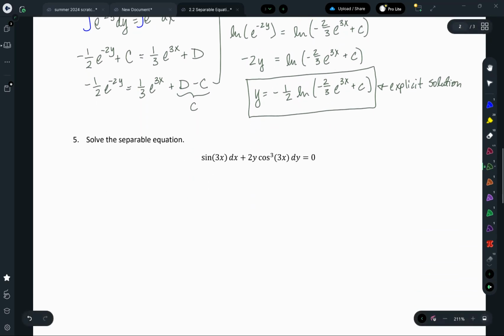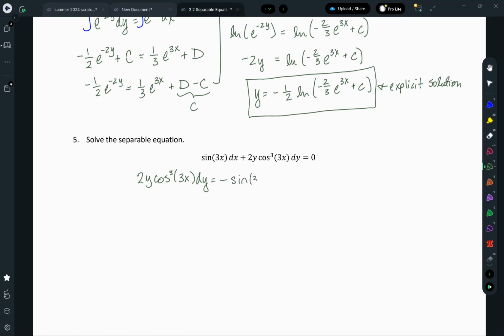All right, next problem. I have sine of 3x dx plus 2y cosine cubed of 3x dy is equal to 0. So the first thing I'm going to do is move the dx term over to the right-hand side and then see if I can move stuff around so that I get all y's on the left, all x's on the right. Okay? First things first, I have 2y cosine cubed of 3x dy is equal to a negative sine of 3x dx.